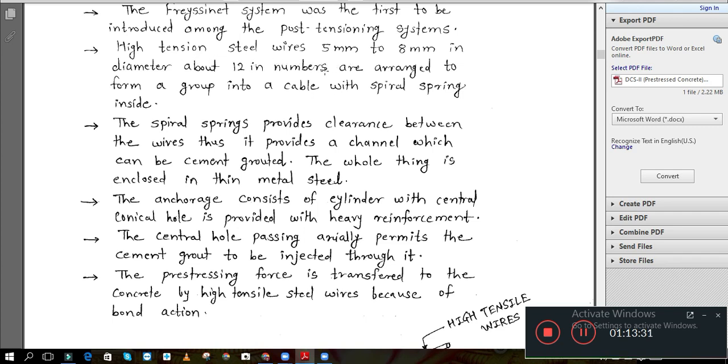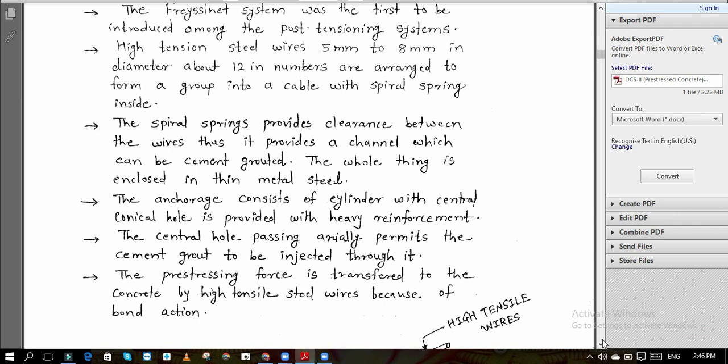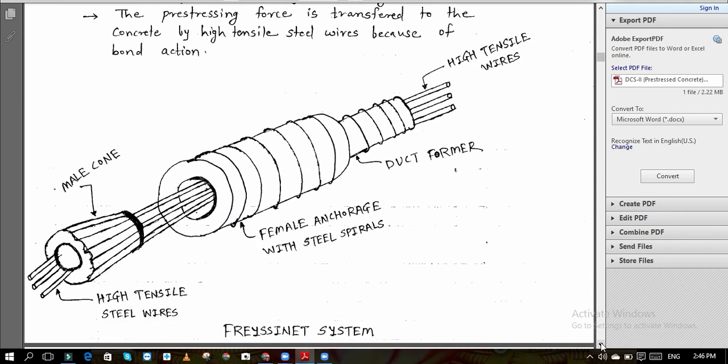What we generally do is take wires of 5 mm to 8 mm diameter, and we group 10 or 12 wires, and those wires we put into a single cable. These are the steel wires. So we group 10 to 12 steel wires and keep them in a single cable.